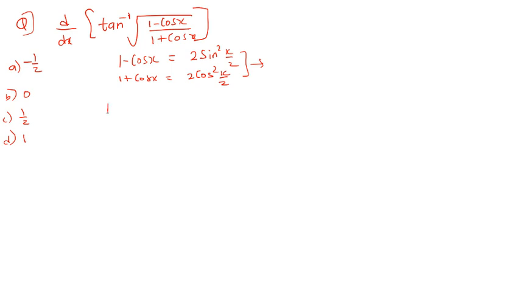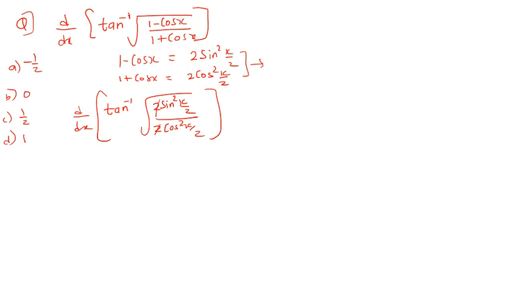Now, for example, this can be written as tan inverse of root of 2 sine square x by 2 divided by 2 cos square x by 2, and this whole thing is in brackets. Now I have to differentiate this. The 2 and 2 get cancelled, the square root gets cancelled. So we are left with tan inverse of sine of x by 2 divided by cos of x by 2.